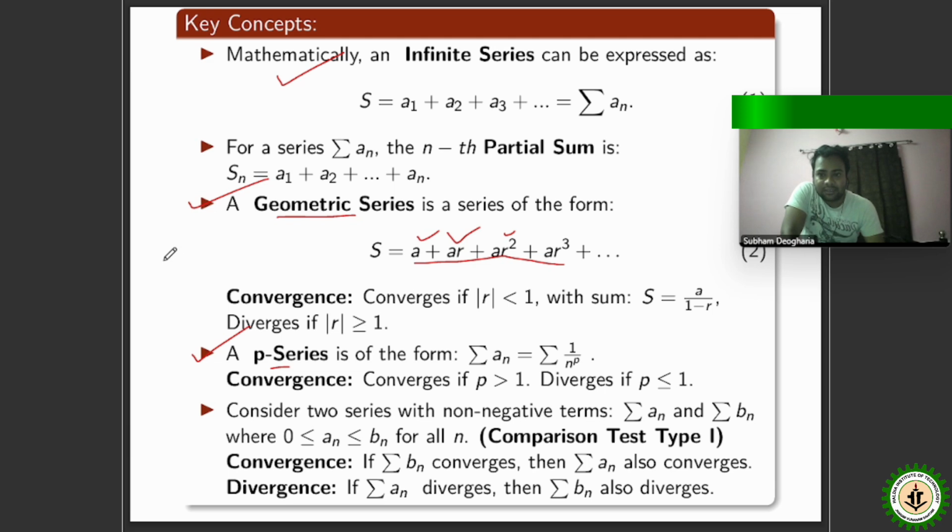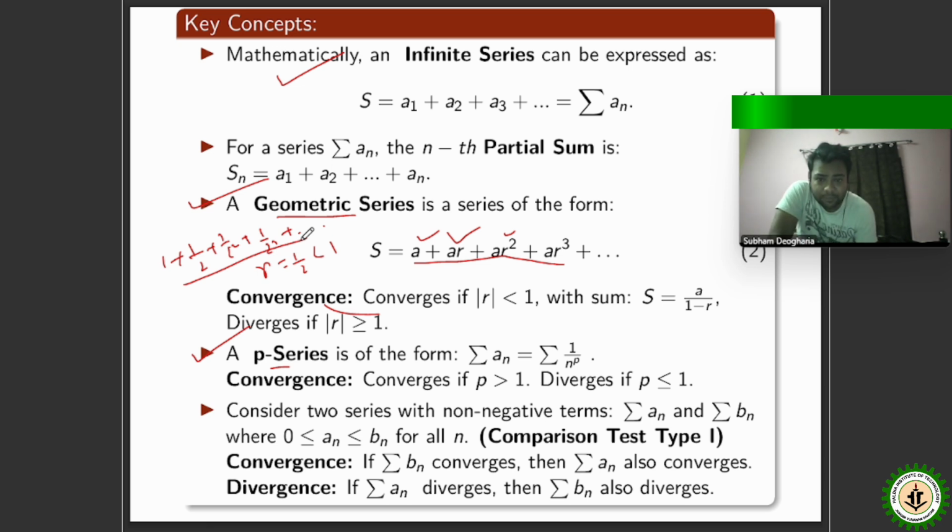Here, if we take an example, 1 plus 1 by 2 plus 1 by 2 square plus 1 by 2 cube plus dot dot dot. Here we can see that 1 by 2 is multiplied in each term, so the common ratio r will be 1 by 2, which is less than 1. Now this type of geometric series will be convergent if mod of r is less than 1, and divergent if mod of r is greater than or equal to 1. Here r is equal to half, less than 1, so this series is a convergent series.